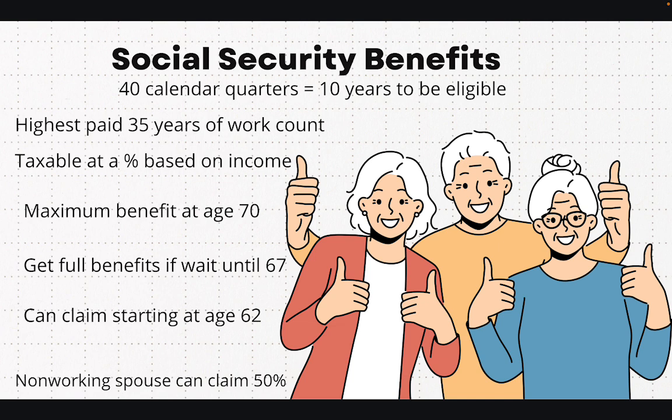It's taxable at a percent based on your income. The maximum benefit age is 70. It does not help you at all to wait until after you're 70 to start collecting it. You get the full benefit if you wait until 67. And you can start getting it as early as age 62. And a non-working spouse can claim 50% of that.